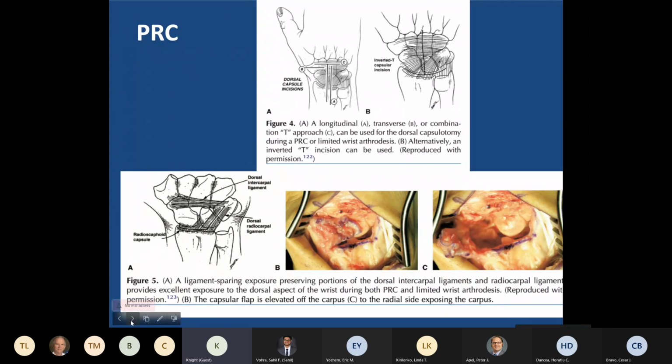So you can do a ligament sparing, or you can do a T-type capsulotomy. I do an inverted T-type because I like the T-type, but I certainly want to have the option to do an interposition. And I feel like with an inverted T-type, you could still do that even if you didn't plan to do an interposition and you noted some pretty significant capitate wear, you could still do that. Next slide.